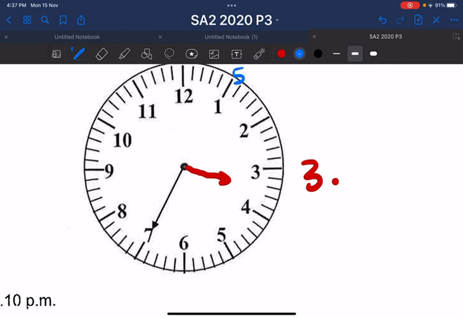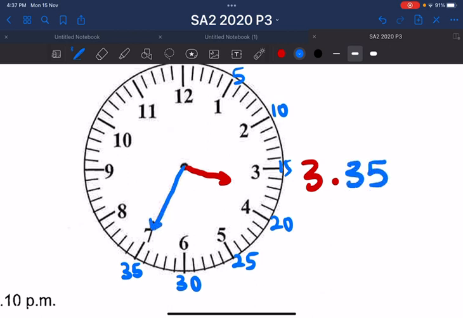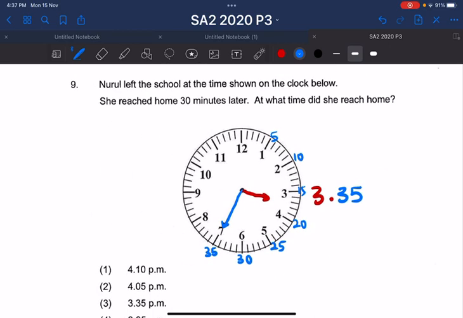This is 5 minutes, 10 minutes, 15, 20, 25. Remember our 5 times table, 30. And the minute hand stops at the minute 35. So this is 3:35. Is it in the afternoon or is it in the morning? Okay, it's in the afternoon lah. Why? Because you cannot be going home at 3 a.m. in the midnight. That's impossible. Right? 3 o'clock in the afternoon.